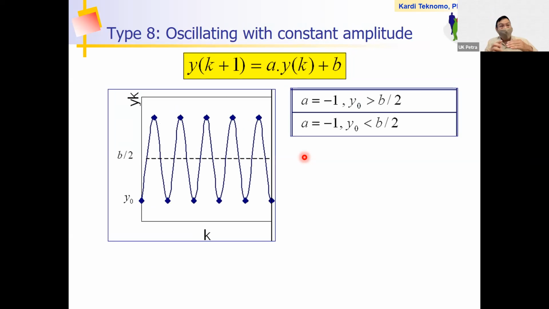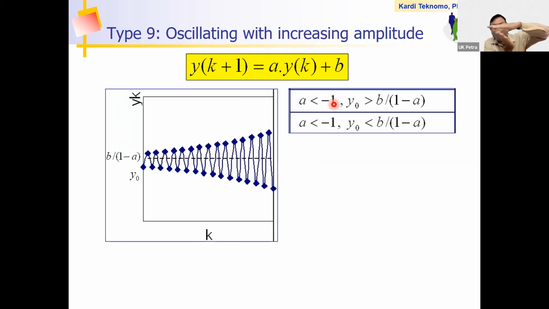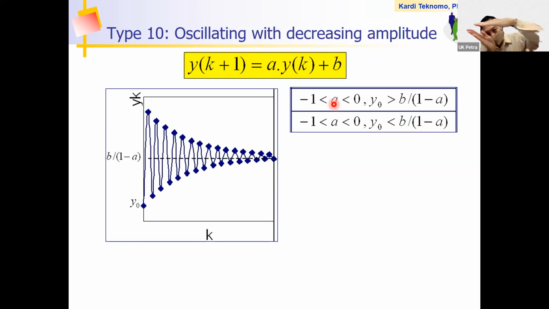Say I want them to simulate up and down. Then you know the parameter A must be negative one. Or you want to say, I want it to oscillate but get larger, or oscillate but closer and closer. You know the parameter A must be between negative one and zero. And Y zero must be either one of these. Okay?